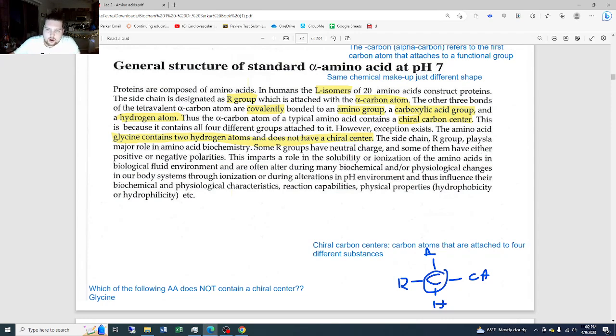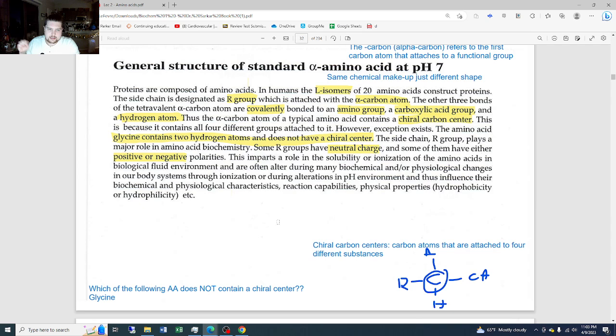The side chain, the R group, plays a major role in amino acid biochemistry. Some R groups have neutral charge, and some of them have either positive or negative polarities. Remember, when we talk about polarities, we're talking about our different interactions when you have kind of like ions.